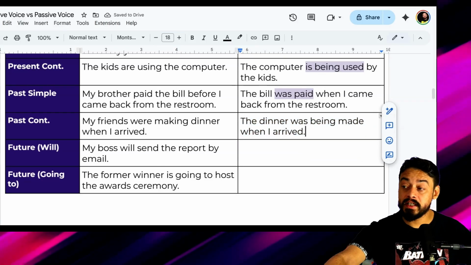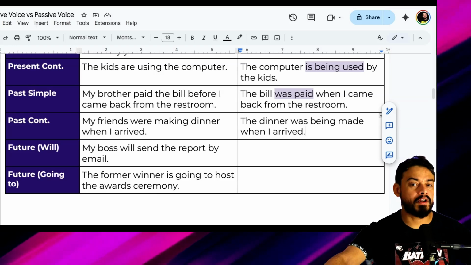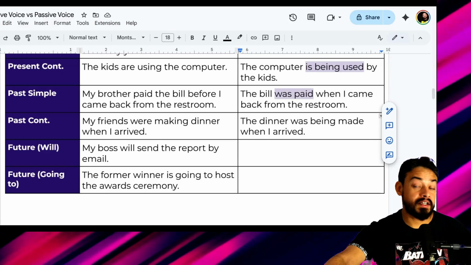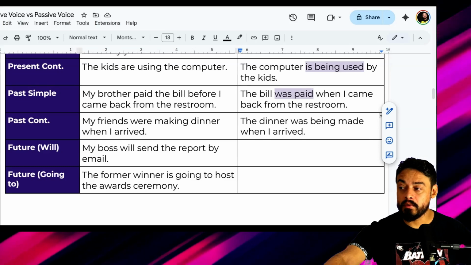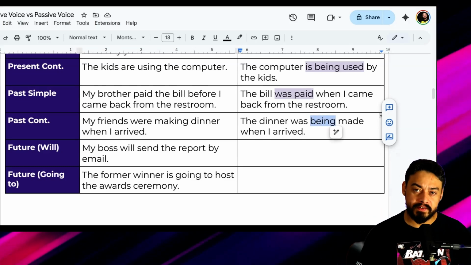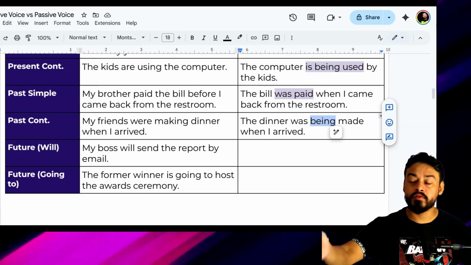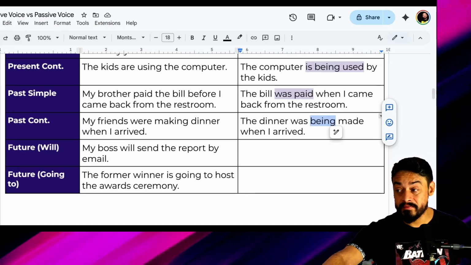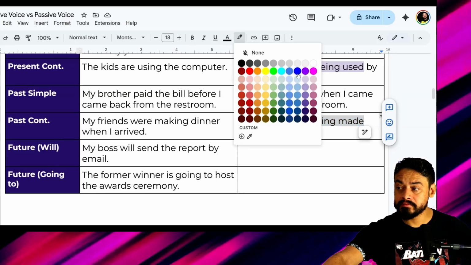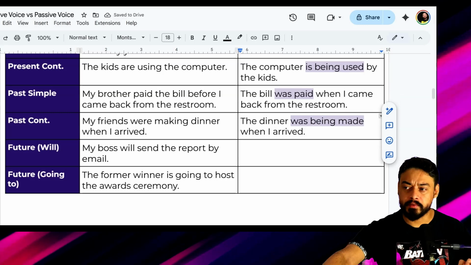Again, the dinner was being made by my friends when I arrived. But if I don't want to communicate that, I don't have to. I can just say the dinner was being made when I arrived. So notice that the word being indicates the continuous tense. And since it's past, I'm using was, not is. So was being made. All right? So we have was being past participle.